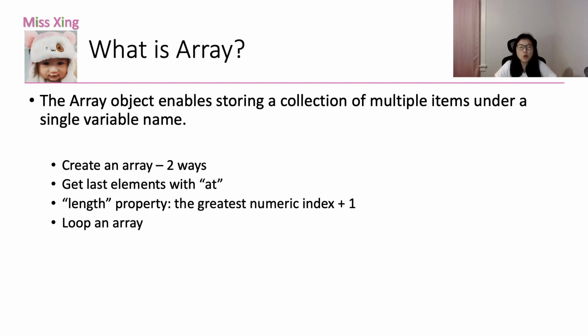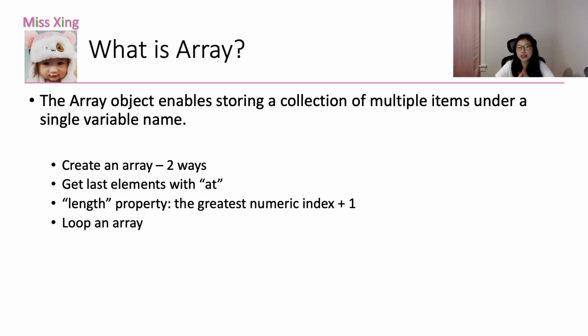Okay, what is an array? First, array is not a new data type, because in JavaScript we only have 8 data types, right? Which are undefined, null, number, boolean, string, bigint, object, and symbol. Okay, total is 8. And array is not a new data type. Array is an object, so array is object type.